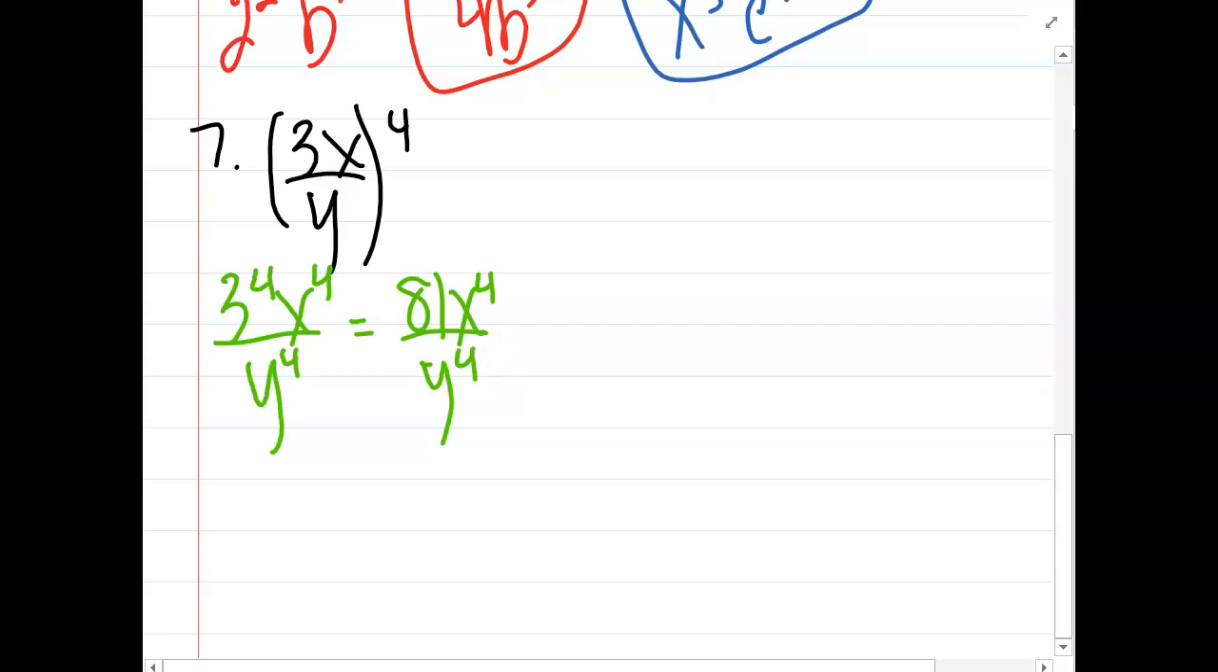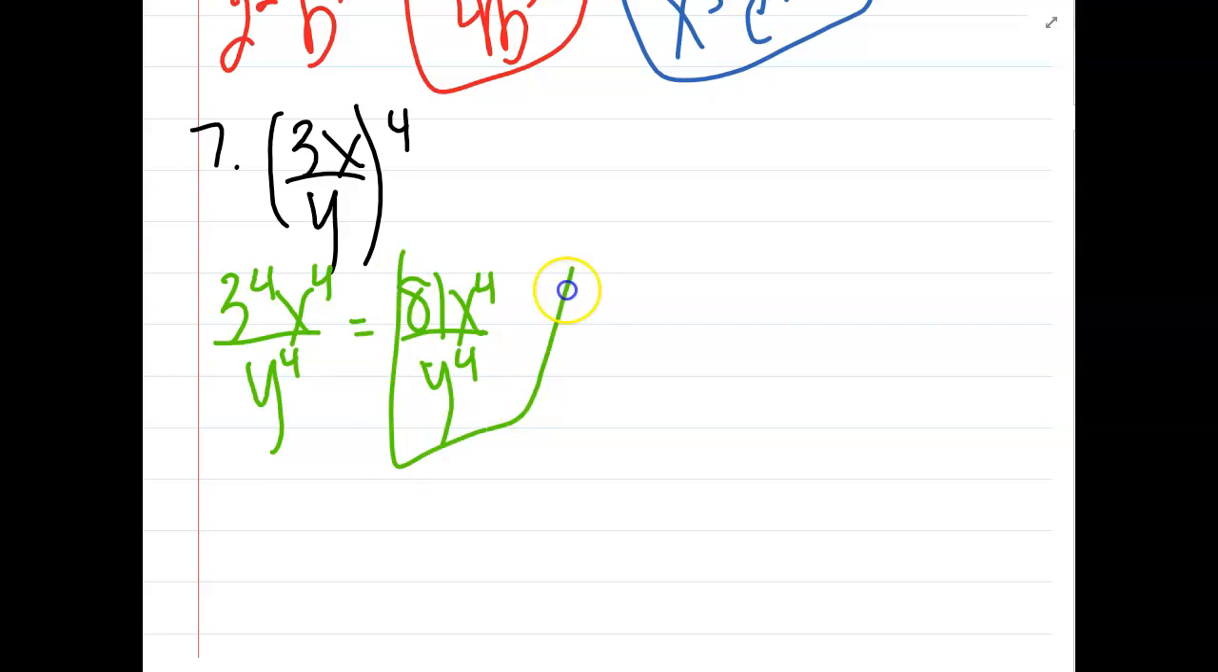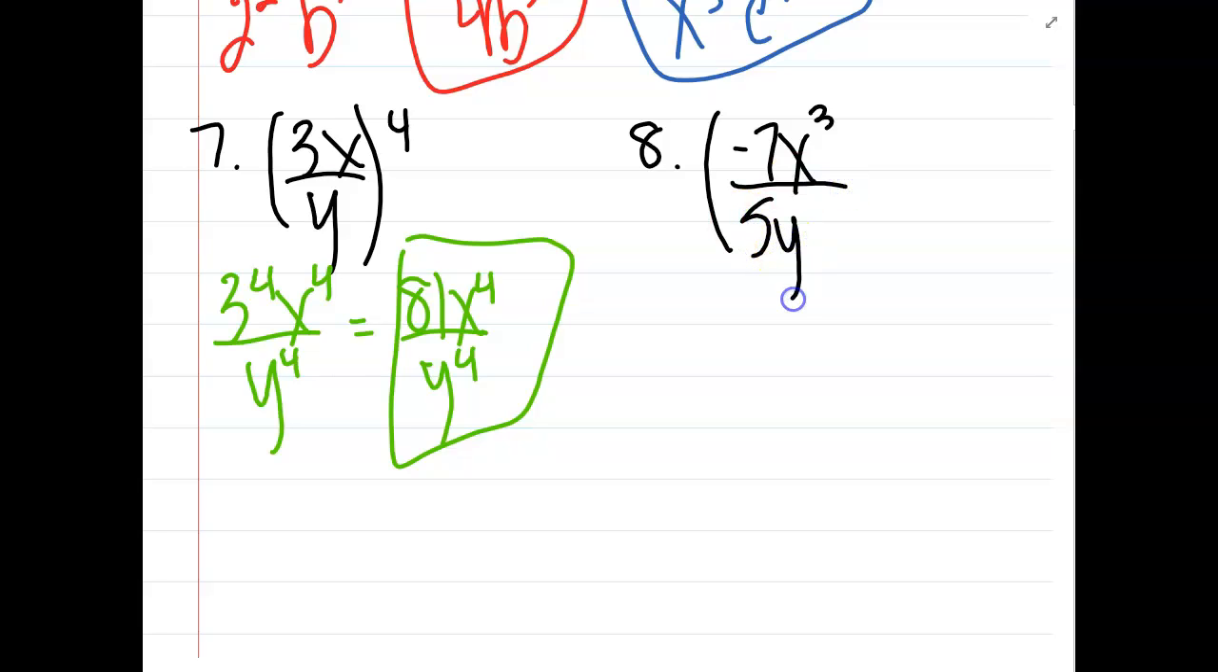Now let me ask you something. Can I cancel out the x to the 4th and the y to the 4th? Why not? Yeah, they're different. That's an x, that's a y. I don't know what x is, I don't know what y is. I'm not going to cancel out because they're not the same number. Very good. Okay, what if I have something like this? What if I have negative 7x cubed over 5y to the 4th, all to the negative 2nd power.